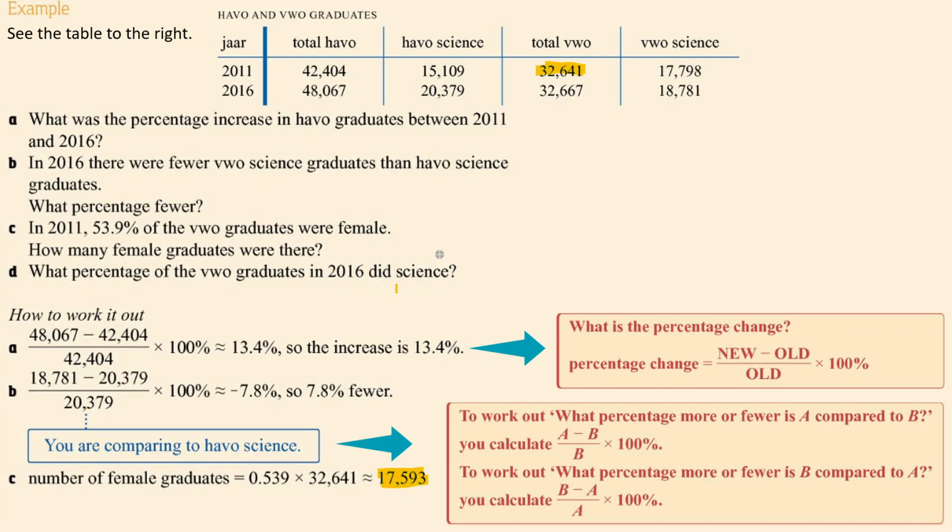And at D, what percentage of VWO graduates did science in 2016? VWO graduates in 2016, then we need the total and we need the part that did science. So this one and that one. And this is part over total. I'm going to calculate how much percent this is of this. This is the part, this is the total. So you get part over total times 100%. Again, percentage-based calculations, so round to one decimal place. Alright.